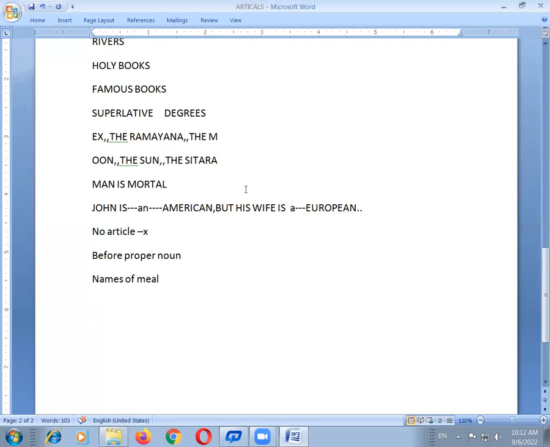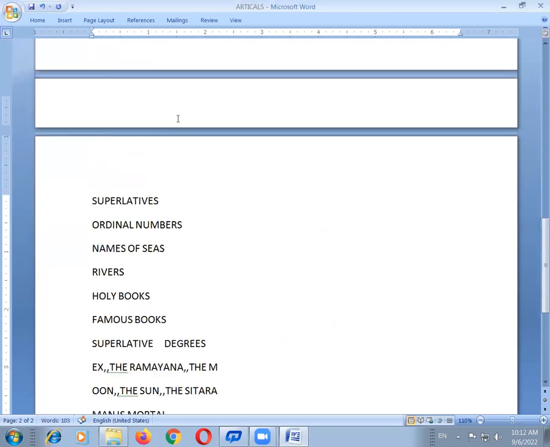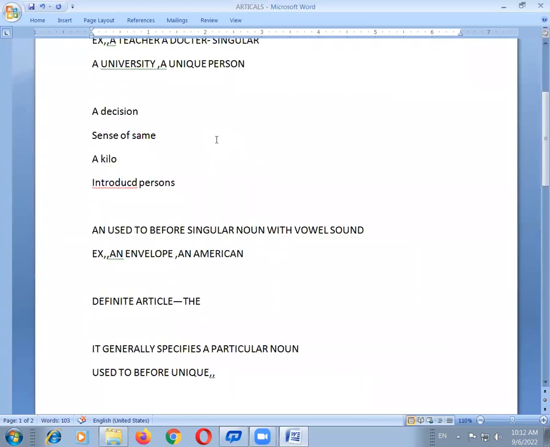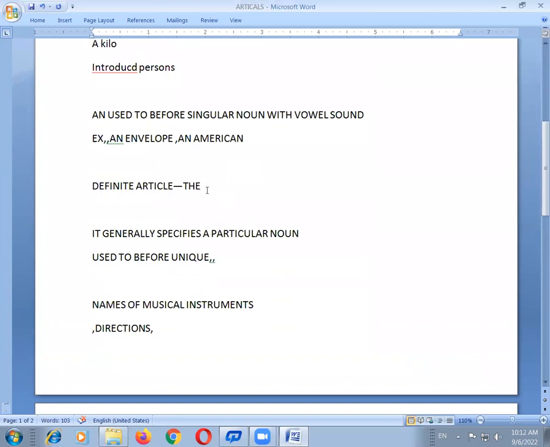Okay, it is very, very useful in the English grammar part. We have only three articles: a, an, and the. So it is very useful.